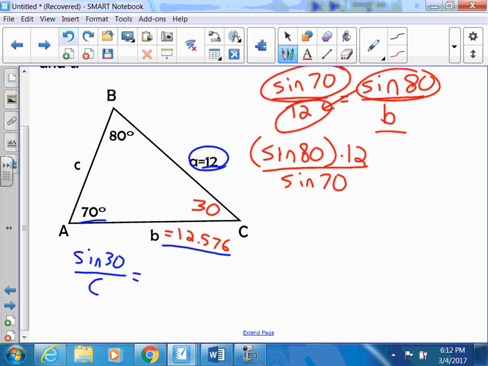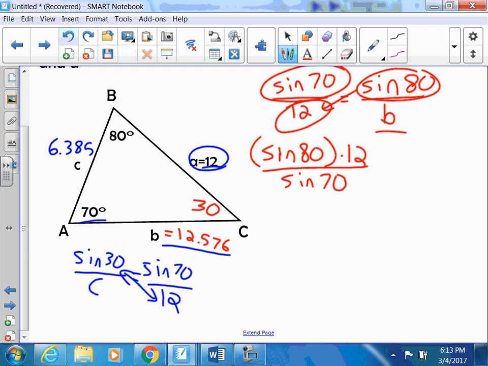So sine of 70 over 12, and we'll cross multiply again. So I'll take 12 times the sine of 30. So we multiply these two together, and then divide by the sine of 70. 12 times the sine of 30, and then divide by the sine of 70. And I'm getting 6.385.